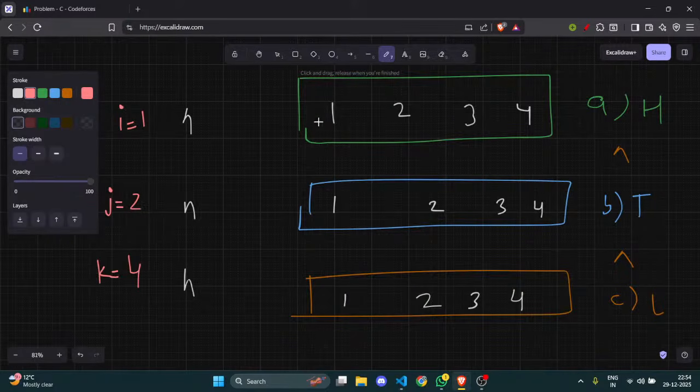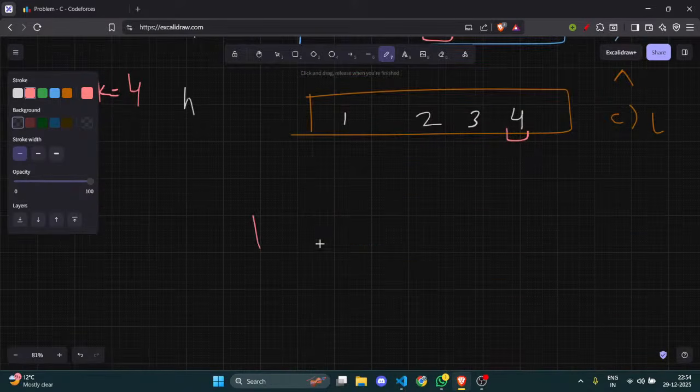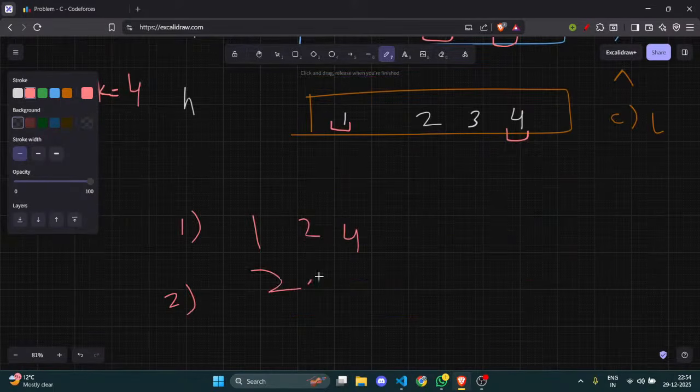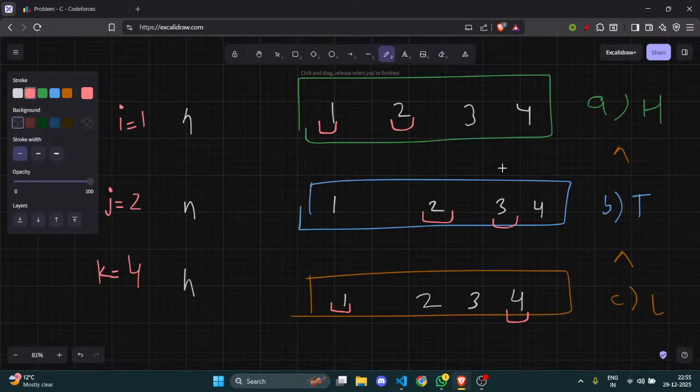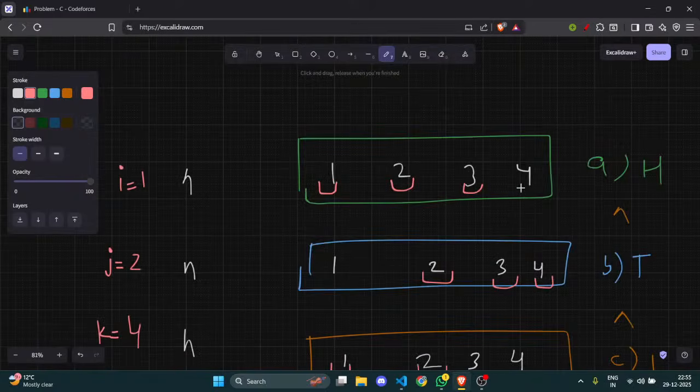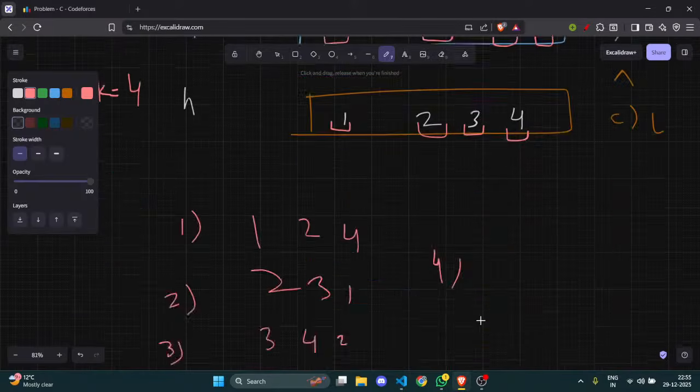What does it mean? This means i, j, k, 1 2 4, is the first snowball. Then what is the second snowball? The second snowball is the next of this: 2, 3, and in circular manner, 1. What is the third snowball? The third snowball is 3, 4, and 2. And the fourth snowball is 4, then next of this is 1 and next of this is 3, so 4 1 3. So these are the four snowballs made.